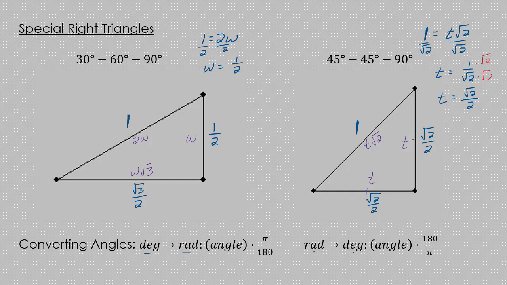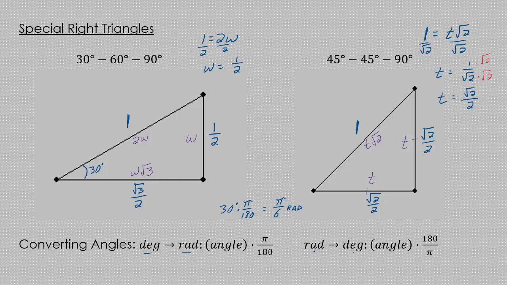So since this one has a 30-degree angle right here, we could use our degrees to radians conversion and say that 30 degrees times pi over 180, if we simplify that, we would notice that 30 degrees is equivalent to pi over 6 radians.